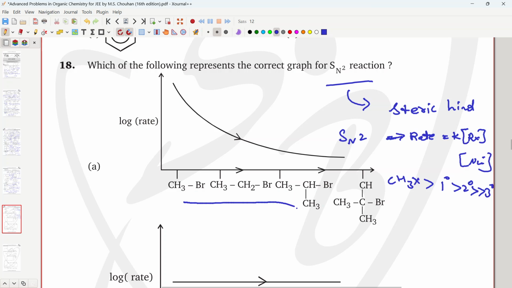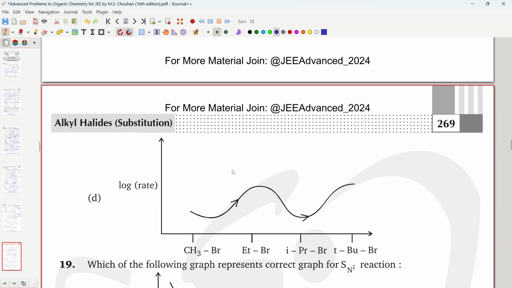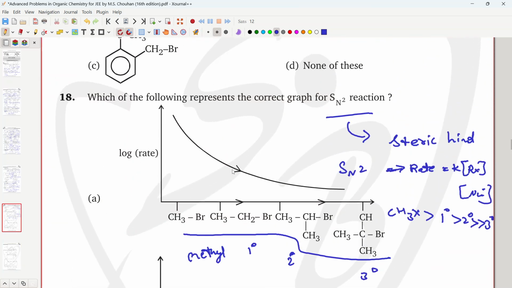The x-axis is obviously this, that is methyl, primary, secondary, and tertiary. Taking logarithms won't change the trend. So the graph must show a monotonic decrease from left to right. This is showing a decrease. This is not showing a decrease. Same with C and D. So the answer is option A.